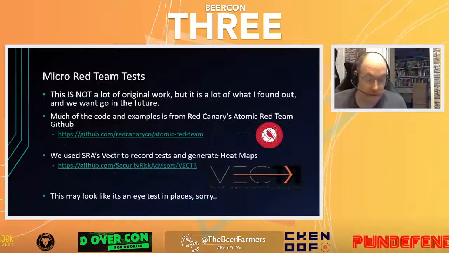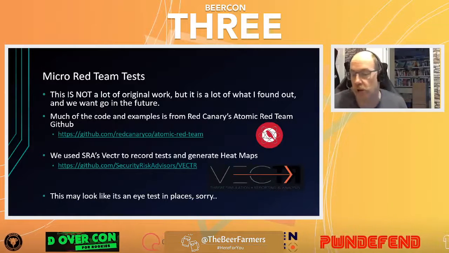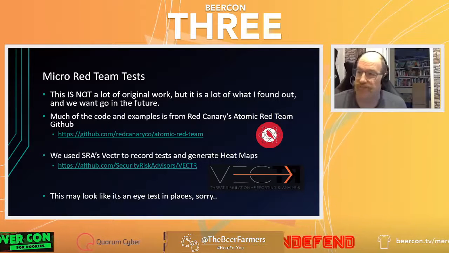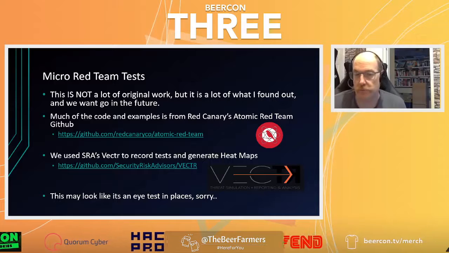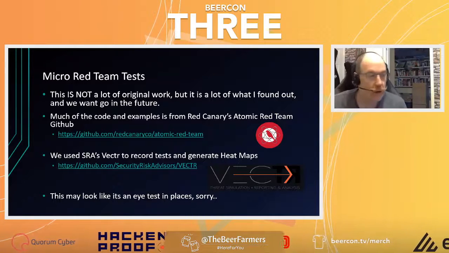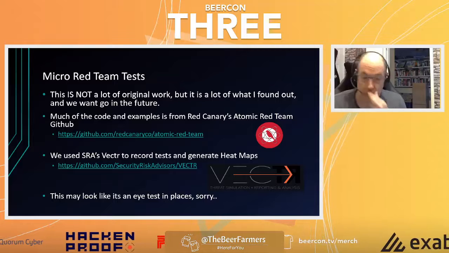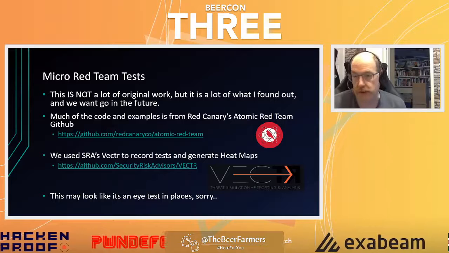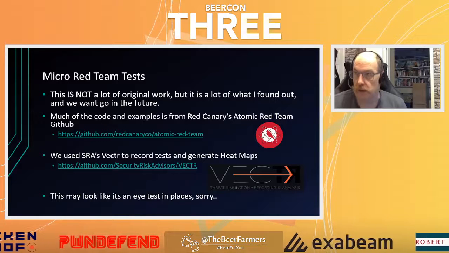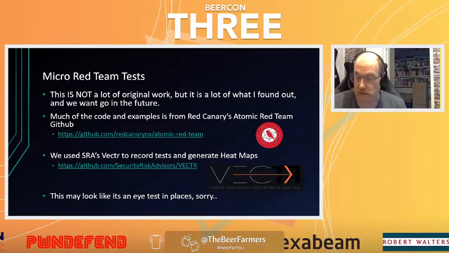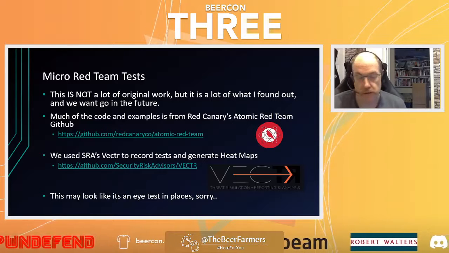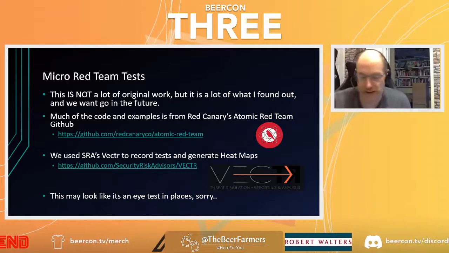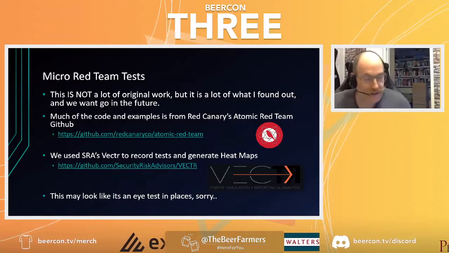So micro red teaming. This is not a lot of original work. It's a lot of what I found out about where we were going to go in the future, a few bits of tricks and ideas, something that maybe you'll get an idea that you want to go forward with. Almost all of the code and examples here are from Red Canary's Atomic Red Team and the GitHub repositories there. Alternatively, it'll be using SRA's Vector tool, which again is available on GitHub, freely usable. I'm aware that in places this is going to look like an eye test. Please try not to read the screen, try not to read too much into it.